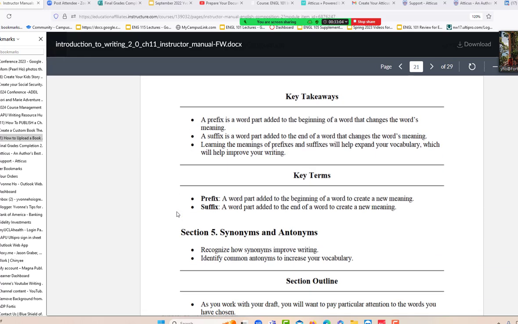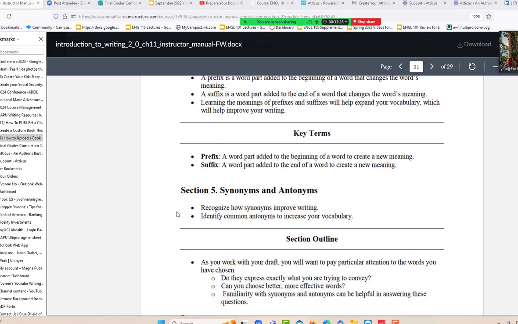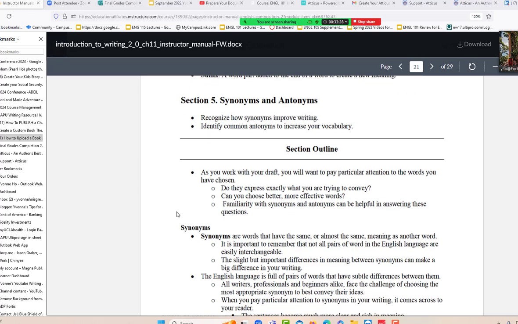So key takeaways. A prefix is a word added to the beginning of a word that changes the word's meaning. A suffix is a word added to the end of a word that changes the word's meaning. Learning the meanings of prefixes and suffixes will help expand your vocabulary, which will help improve your writing. Synonyms and antonyms.